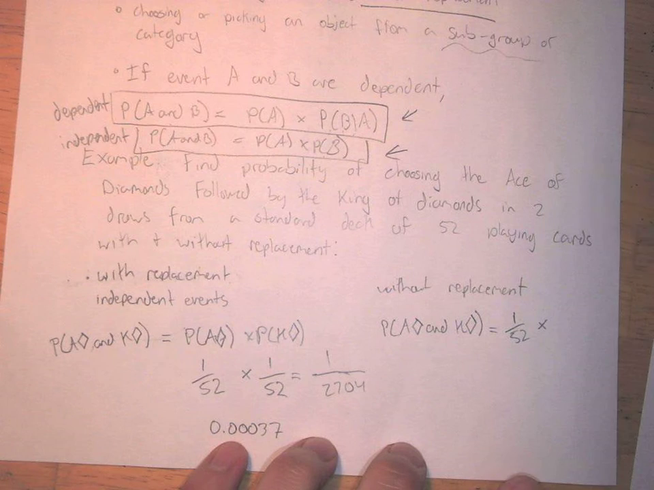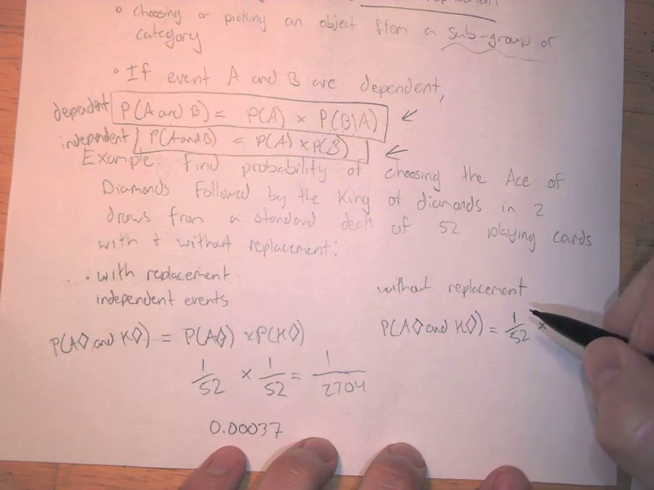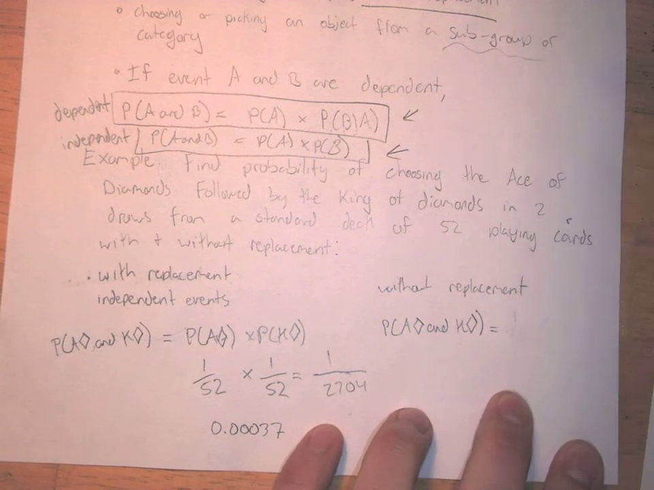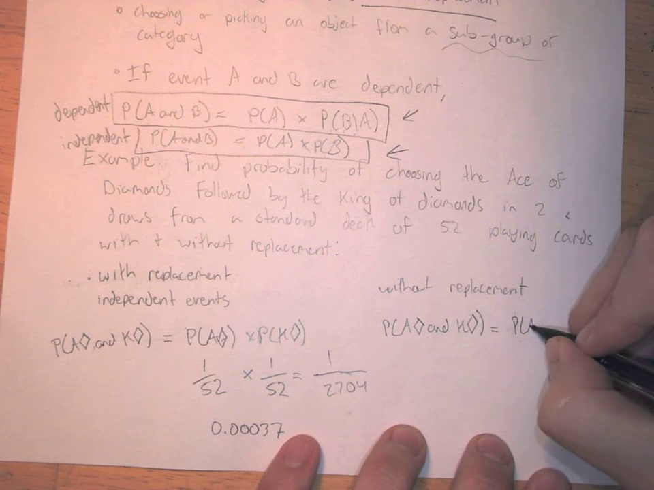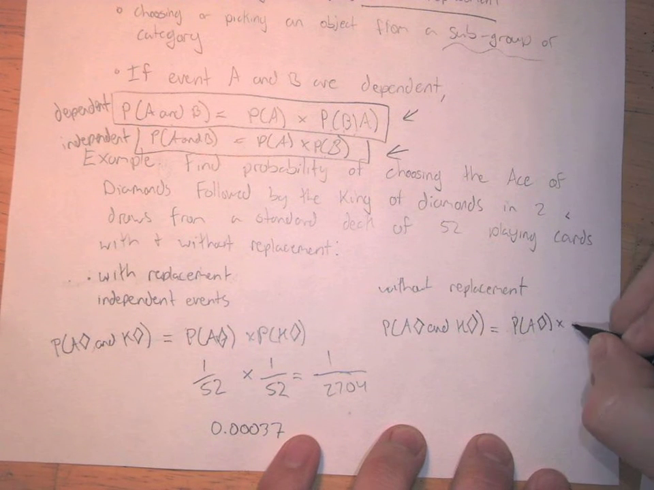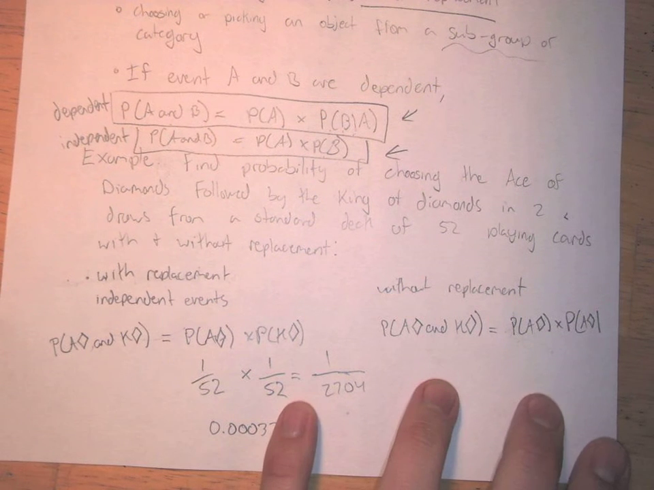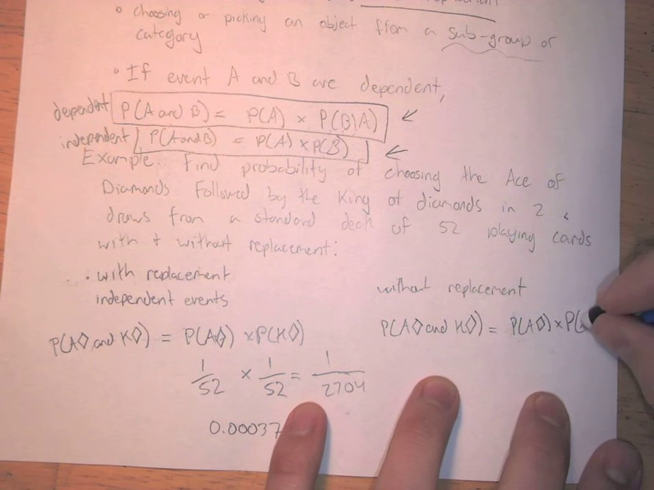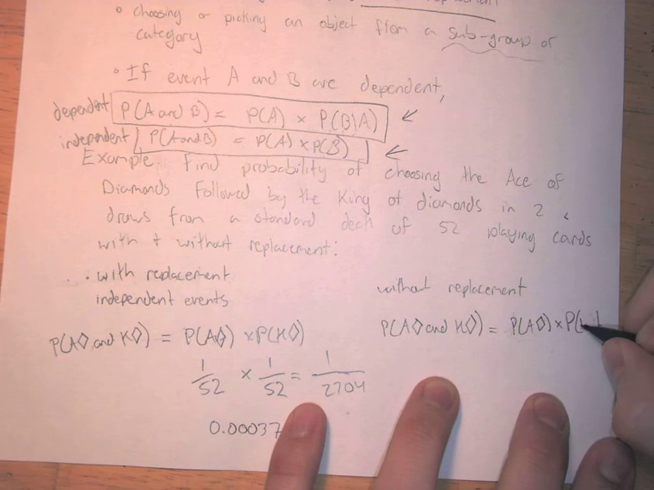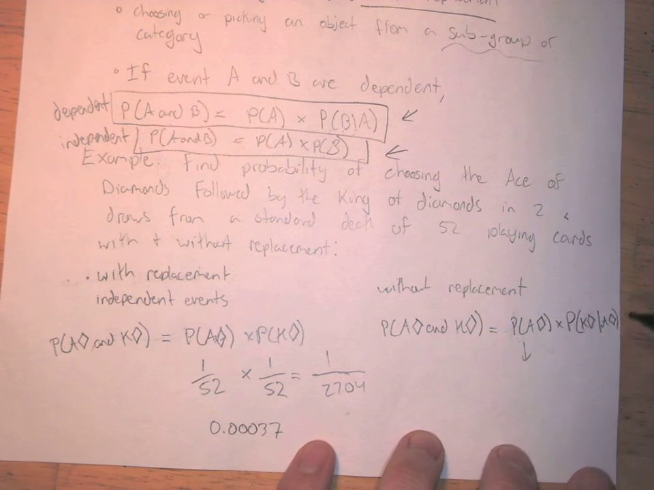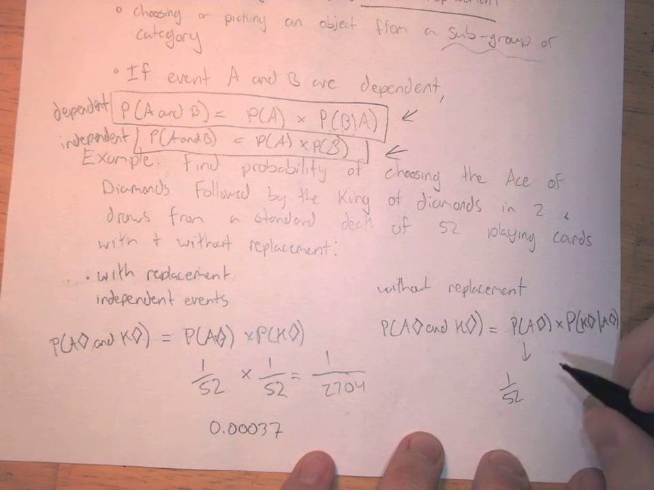The second time around, I want the king of diamonds, and assuming that I chose, actually, let me write this out. So this is the probability of the ace of diamonds times the probability of the king of diamonds, assuming that I already chose the ace of diamonds. Okay, so the probability of choosing the ace of diamonds, again, is 1 over 52. There's one ace of diamonds in a deck of 52 cards.